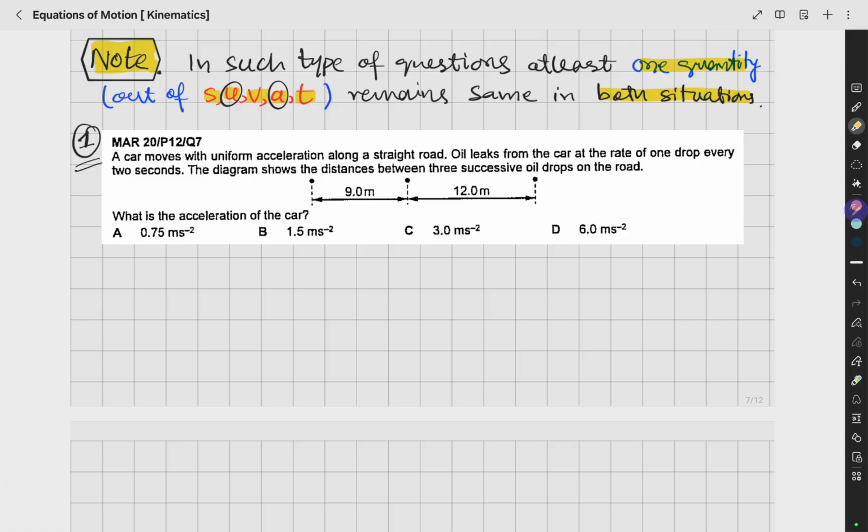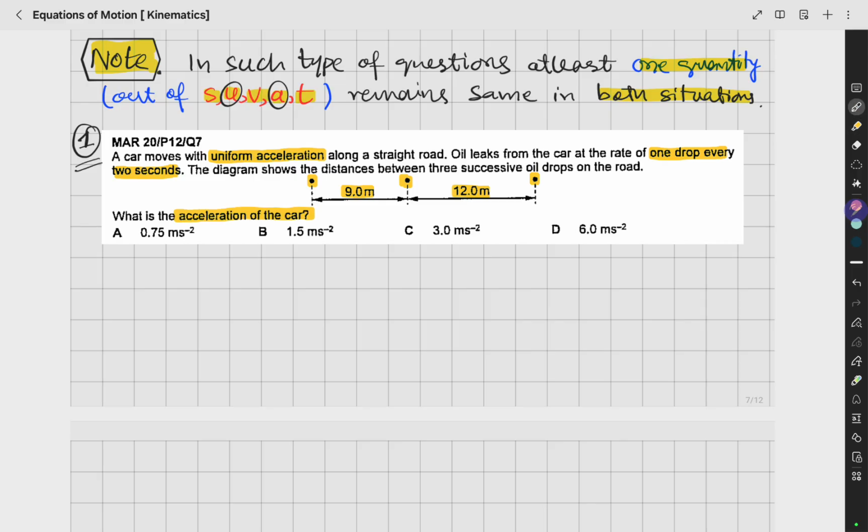Remember, this is complex, so you have to use one equation twice because two situations will be there. A car moves with uniform acceleration along a straight road. Oil leaks from the car at the rate of one drop every 2 seconds. Like this is drop one, and after 2 seconds, this oil drop, and after 2 seconds, this oil drop. The diagram shows the distances between three successive drops. So this distance is 9 and this is 12. As the distance is increasing, it means the car is accelerating. What is the acceleration of the car?